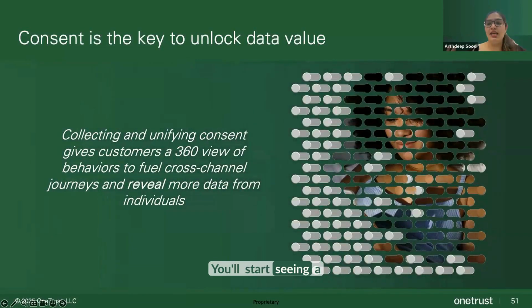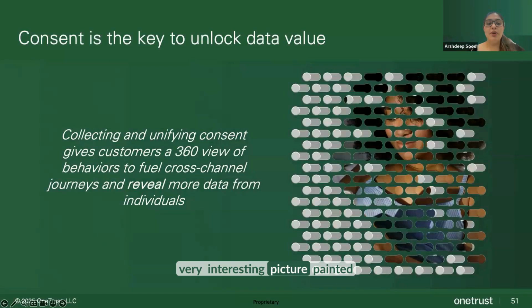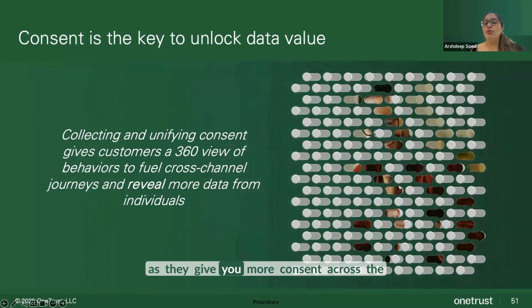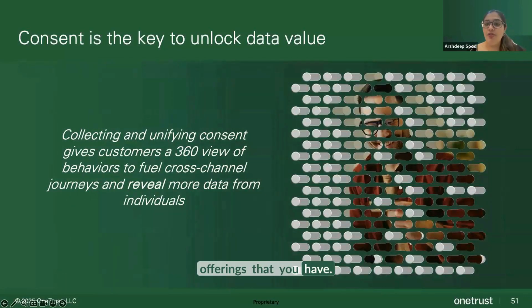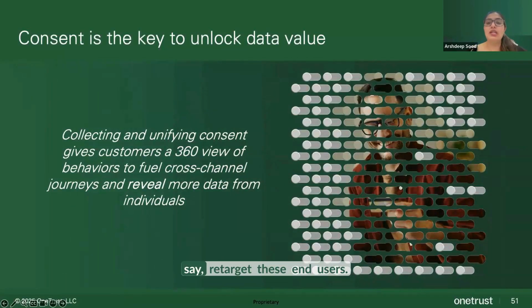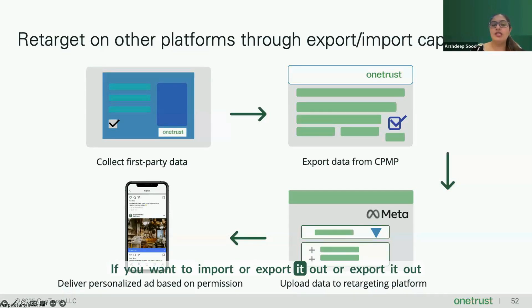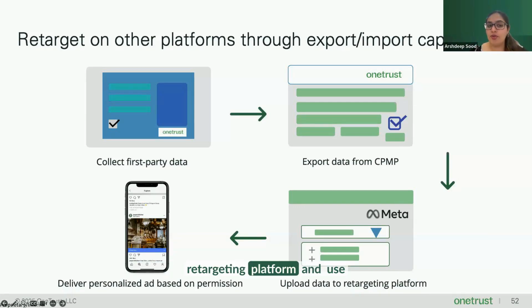You'll start seeing a very interesting picture painted of your end user by them as they give you more consent across the offerings that you have. And you can use that information to say, retarget these end users. So say there was a form, they filled that consent out, we have that information centralized. If you want to import or export it out, or you want to have a real-time engagement, you can now pass it along to your retargeting platform and use that consent value that the users provided to now deliver ads based on the permission the user offered.